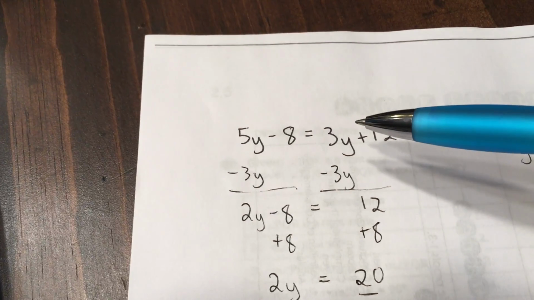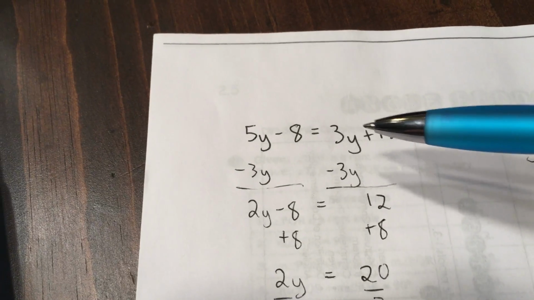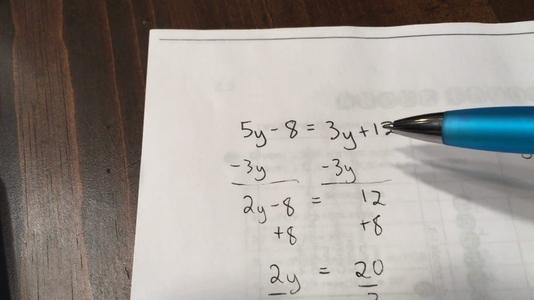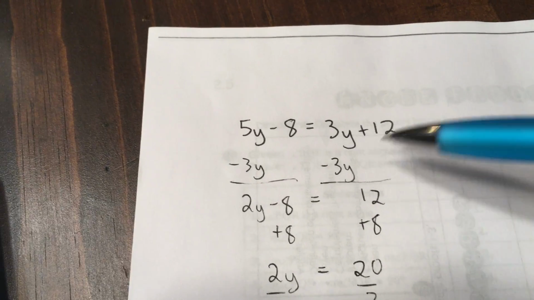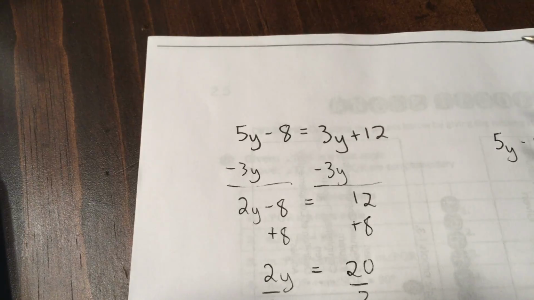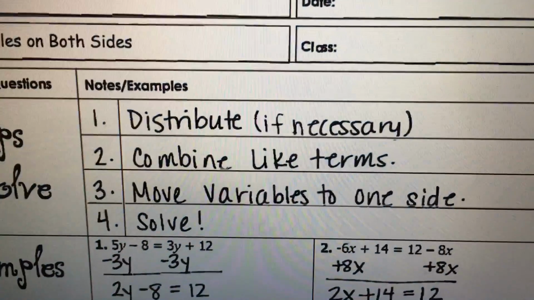So now, notice, I started this by distributing, but we didn't need to for this one. Second step is to combine like terms. Again, we're looking back at the top of the Section 2.2 notes. There are no like terms to combine on either side. So now we decide which side of the equation we're going to move our variables to.